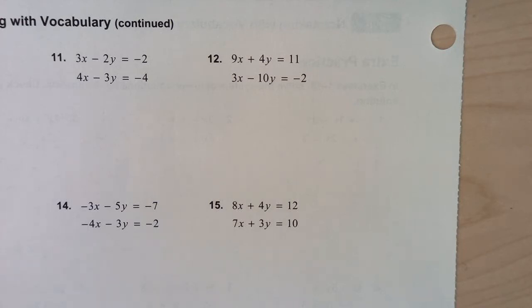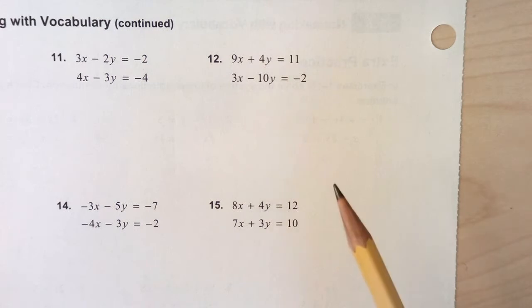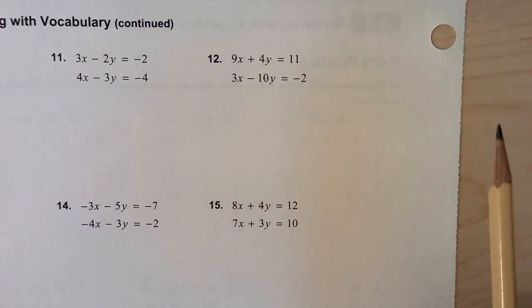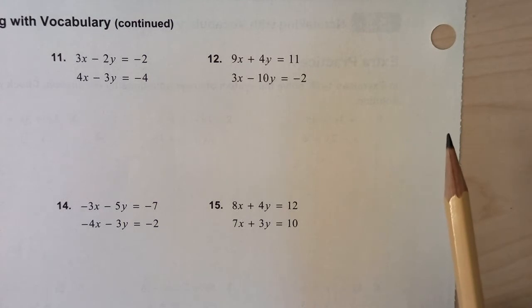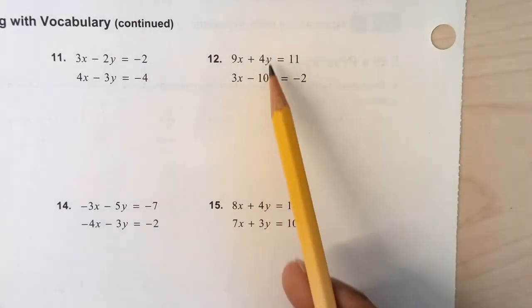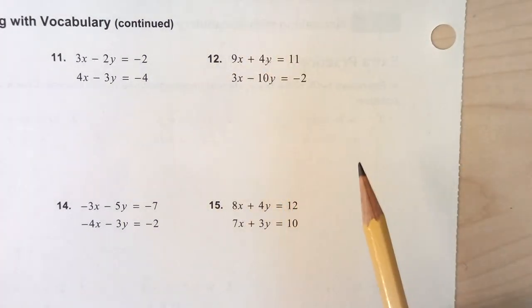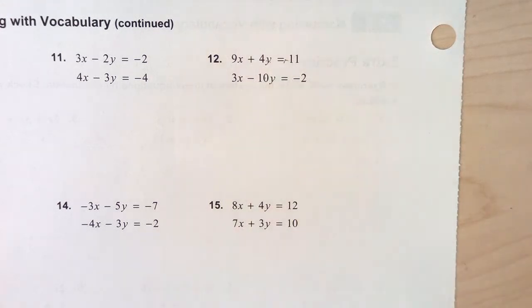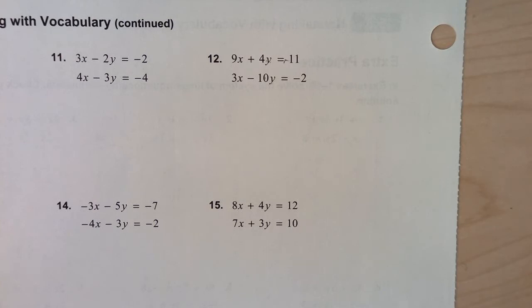But here's what you should notice. 9x and 3x are not the opposite of each other. 4y and negative 10y are also not the opposite of each other. So if I want to do things in the least amount of steps, even though you can get the opposite number of y's by multiplying the first equation by 10 and the second equation by 4, then you'd have 40y and negative 40y. There's a quicker and possibly easier way to do it.